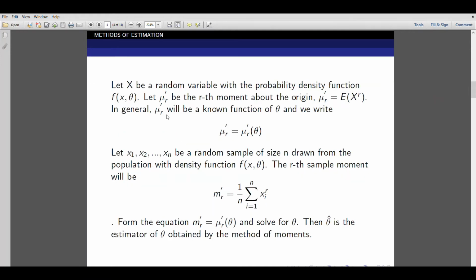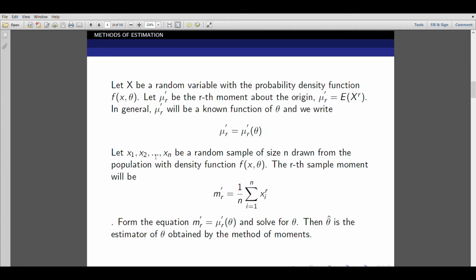In detail, let x be a random variable with the probability density function f(x, theta), and let mu r dash be the rth moment about the origin. Mu r dash is equal to the expected value of x raised to r. In general, mu r dash will be a known function of theta, and we write mu r dash equal to mu r dash of theta.